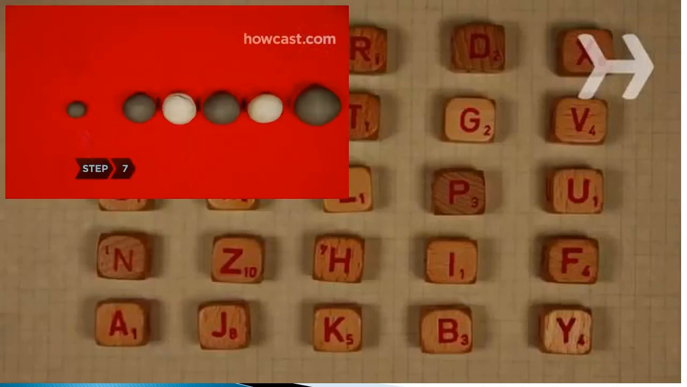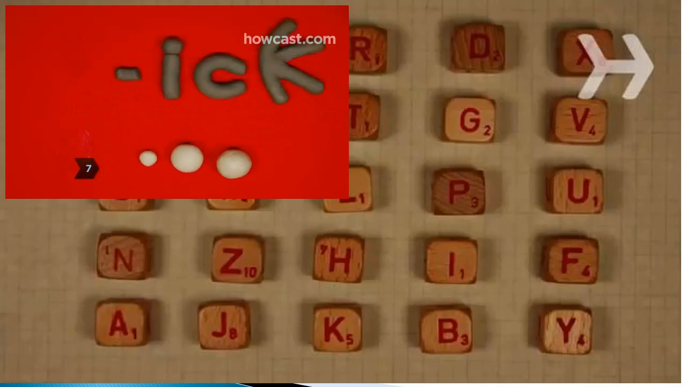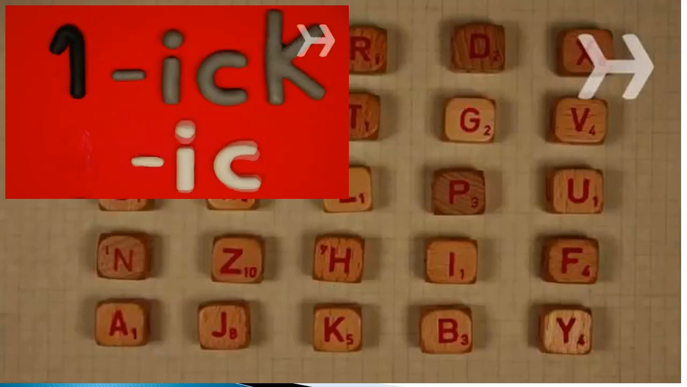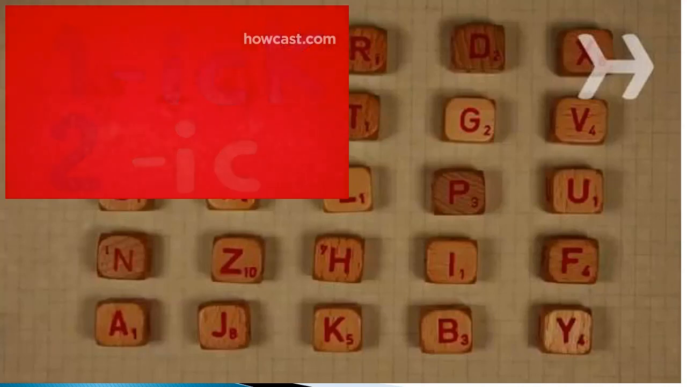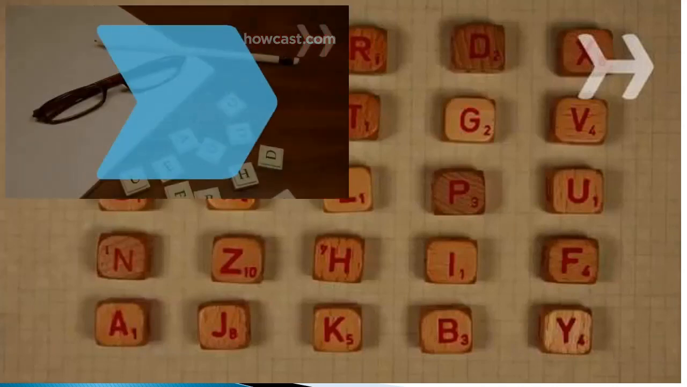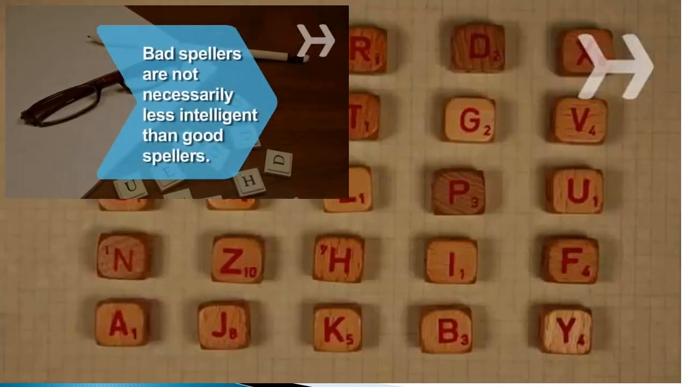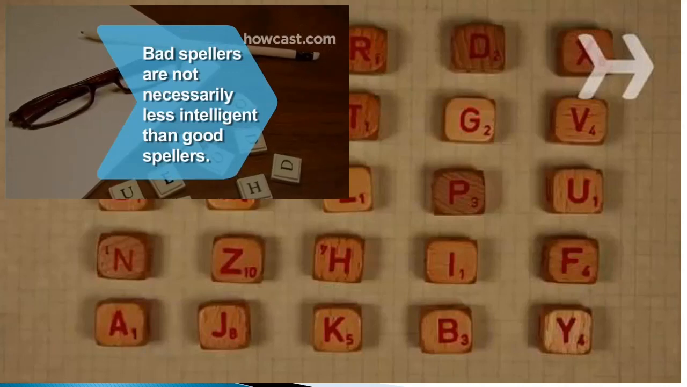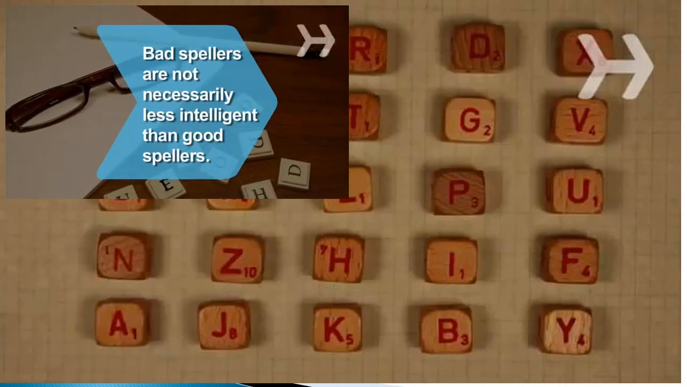Step 7. Spell a word that ends with the sound ick with an ICK if it's one syllable and an IC if it's two syllables. The exception is compound words, a word made by joining two words. They always end in ICK. Did you know? Researchers have found no link between being a bad speller and a lack of intelligence.